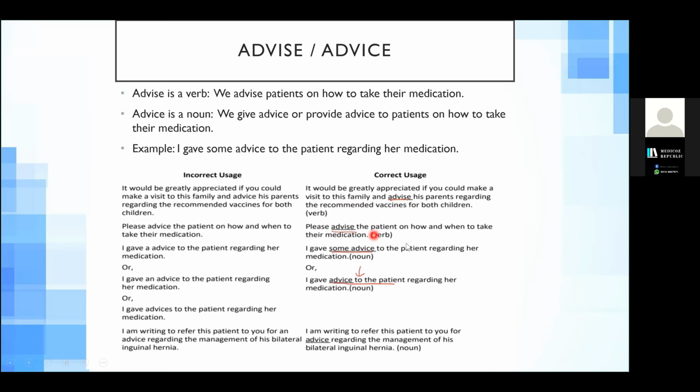Please advise the patient on how and when to take their medication. Now when you are using it in the past tense, you can say he advised the patient on how and when to take their medication. Now when we are using the noun version of this word, we can say I gave some advice to the patient regarding her condition, or I gave advice to the patient regarding her medication. I hope that this is clear, when to use advise and when to use advice.